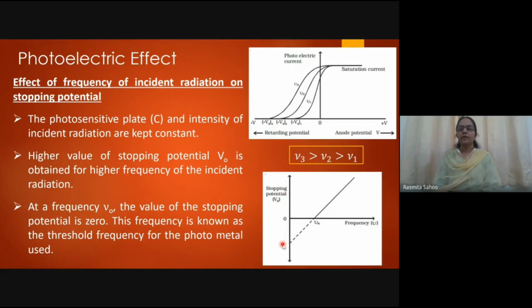And here they are getting the stopping potential to be 0 at some particular value of frequency. That particular value of frequency for which the stopping potential is 0 is known as the threshold frequency, and that depends on the material of the plate. Now, these are the observations that they have obtained through experimental data sets.